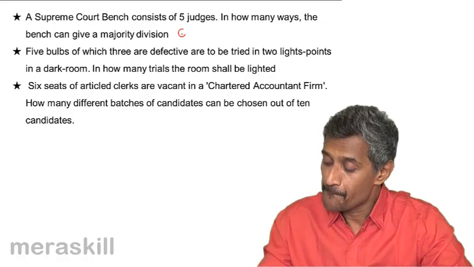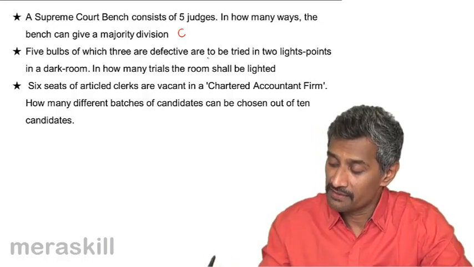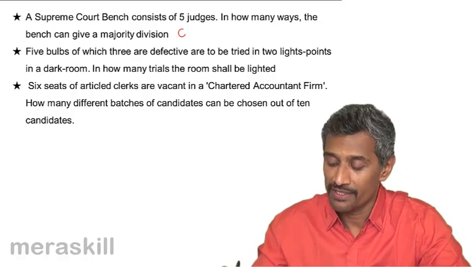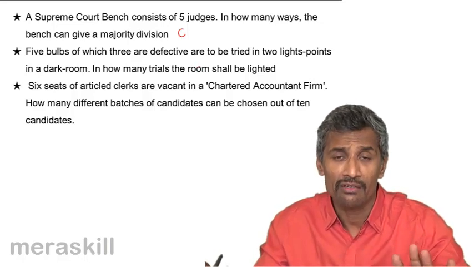And then again, you have 5 bulbs, of which 3 are defective, that are to be tried in 2 light points in a dark room. So there are 2 light points and there are 5 bulbs, out of which 3 are defective.